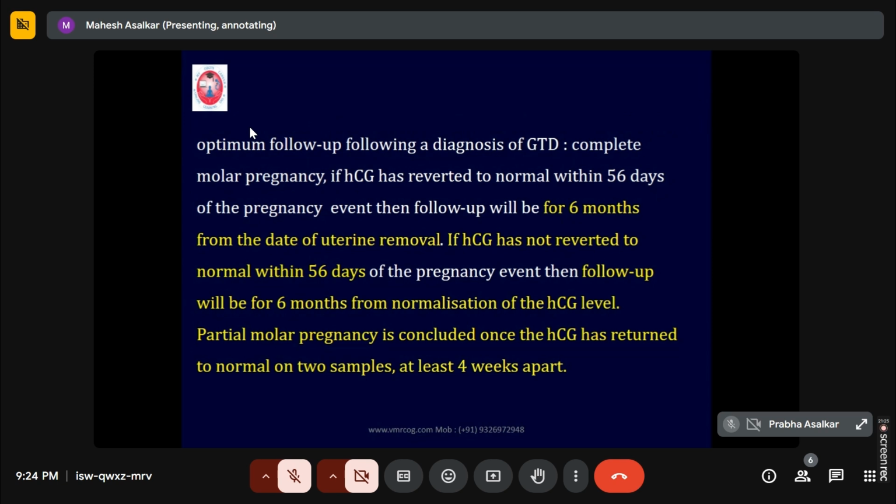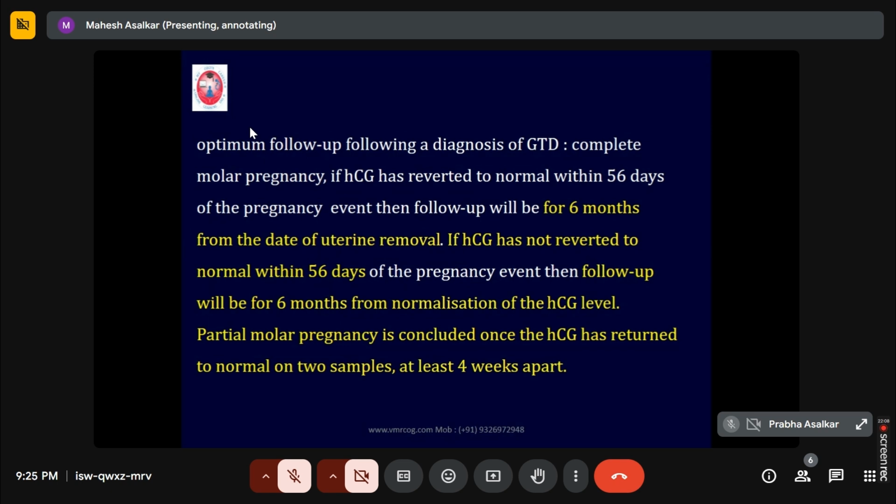If the hCG has not reverted to normal within 56 days of the pregnancy event, then follow-up will be 6 months from the normalization of the hCG level. Suppose you are following these patients with hCG, but it has not come back to normal within 8 weeks or 56 days. Then the follow-up will be for 6 months from the time when it comes to normal. Is that clear?